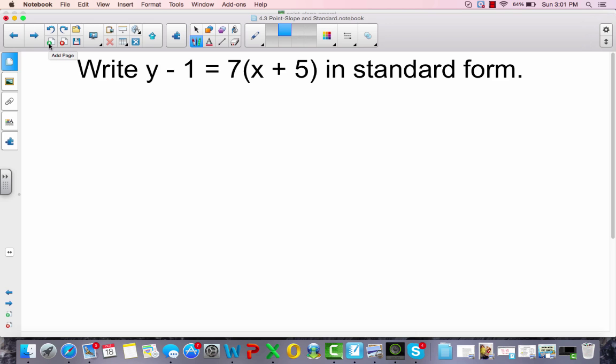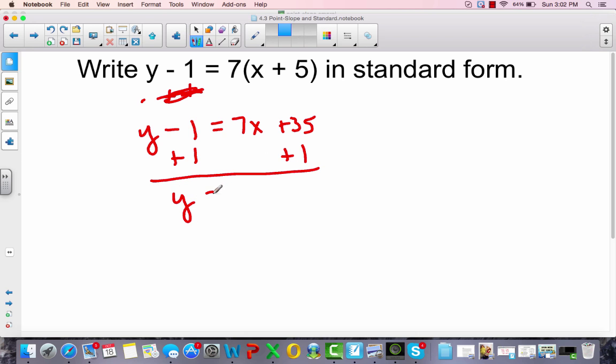All right, your turn. Write this one in standard form. Pause the video and then get back with me. So we've got y minus 1. We want to get rid of the 1. So excuse me, I got ahead of myself. y minus 1 equals 7x plus 35. So we add 1 to both sides. That gives us y equals 7x plus 36. So now we get rid of the 7x.